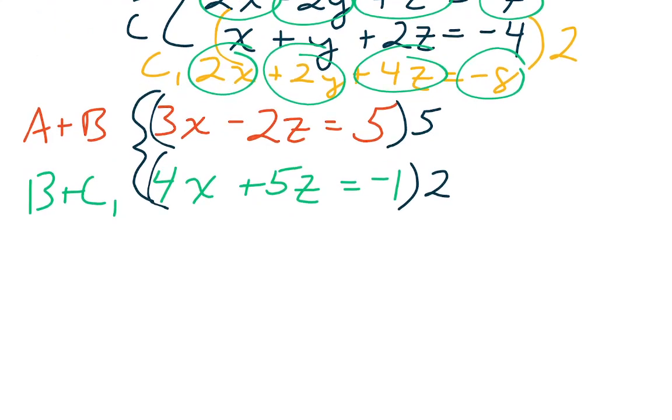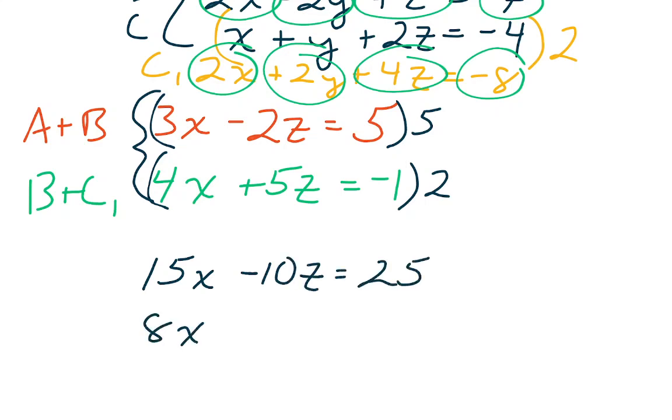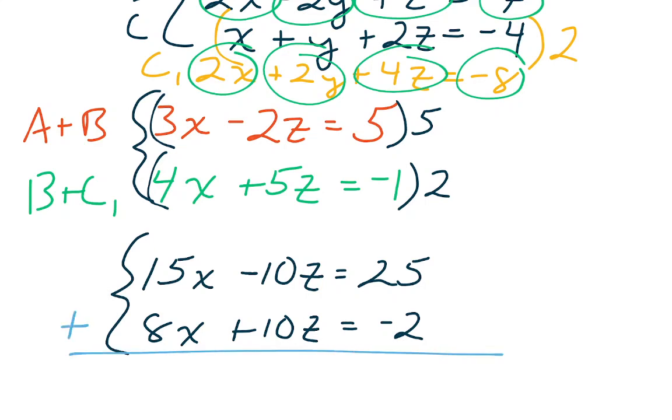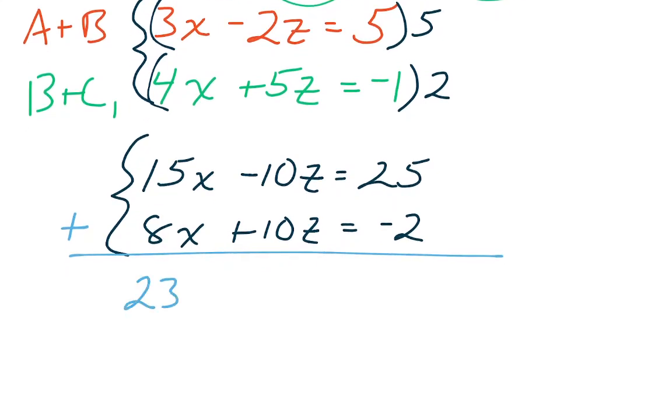We're going to get some new equations here: 15x, negative 10z, 25, and 8x, 10z, and negative 2. Okay, lots of numbers are changing. Got to be careful because one little mistake throws the whole thing off. But now I can add these together. The z's are going to cancel. We end up with 23x and 23. The z's canceled out. Well, finally, we know that x equals 1.